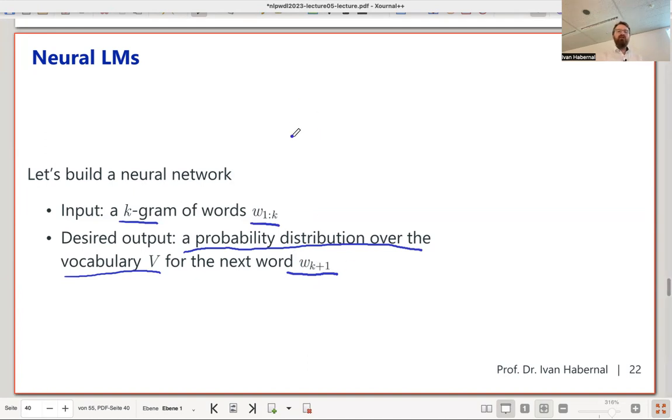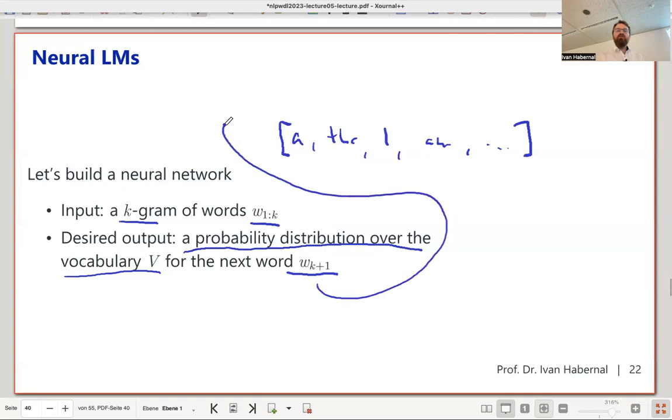We have a vocabulary like a, the, I, and stuff like that. So this is our vocabulary, and we want a probability distribution for the next word. What it means is that we have something like a histogram of probabilities. So this is a histogram, right? These are the probabilities, the probability distribution over the vocabulary. So for each word, you want to say what is the probability given the previous words.